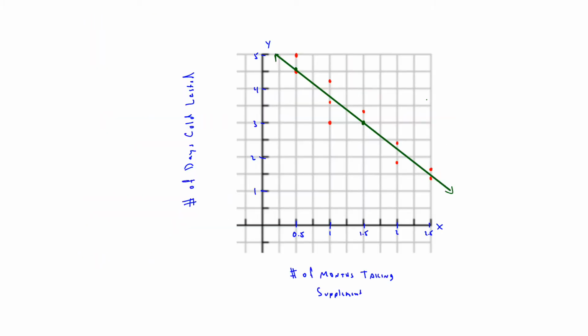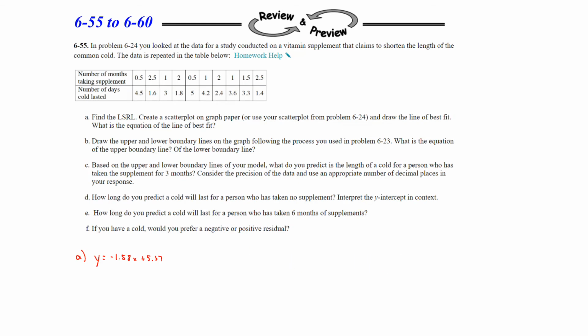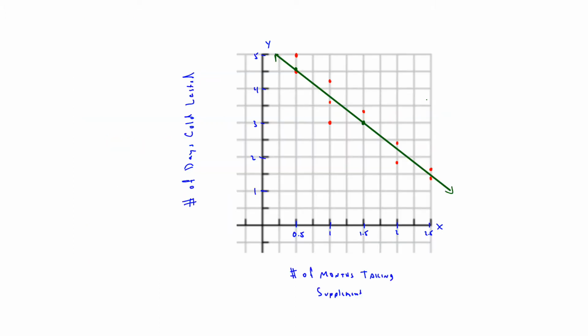Alright, so I've plotted the red points, which are my scatter plot points from the table. I then calculated the least squares regression line, so I have y equals negative 1.5x plus 5.37, and then I was able to graph that line. I chose the point 0.5, and it was about 4.58, so a little bit above the red point, and then the other one I chose was 1.5, and that was right about 3, almost exactly. So those are the 2 points I chose to graph the line.